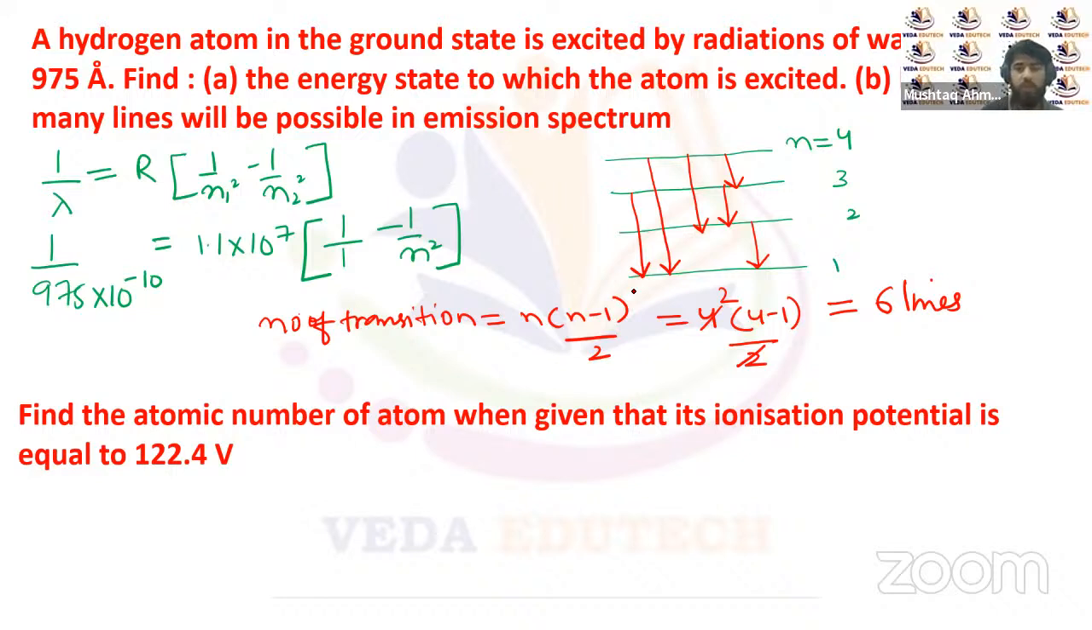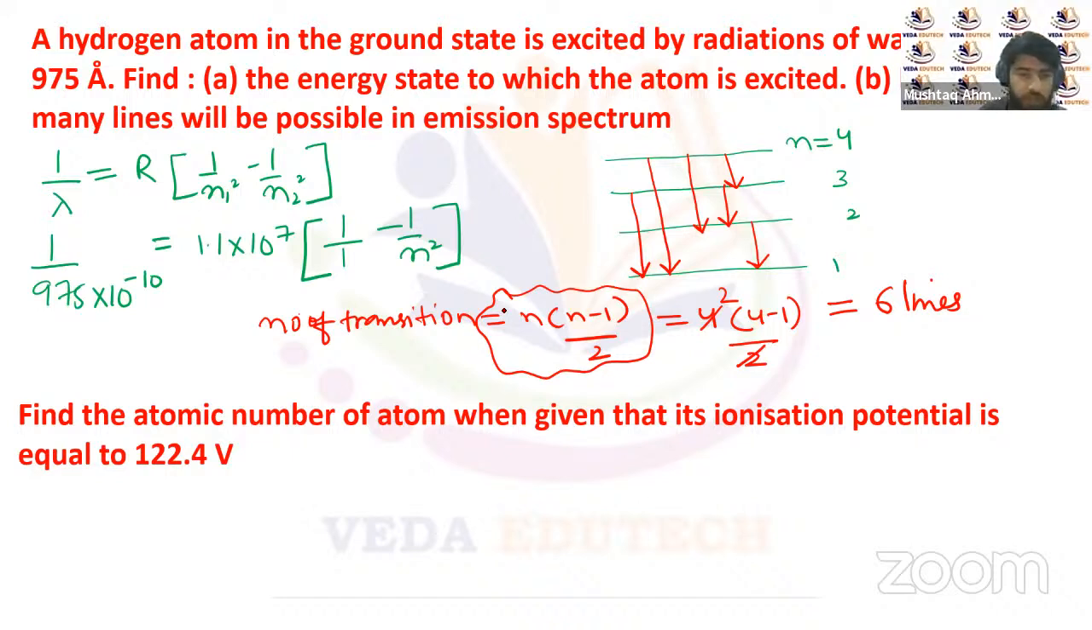So the number of spectral lines, or the number of possible lines emitted, is not such that the electron will emit all these transitions. These are the number of possible lines that the electron can emit, that is n(n minus 1)/2. So these will be the number of lines emitted.